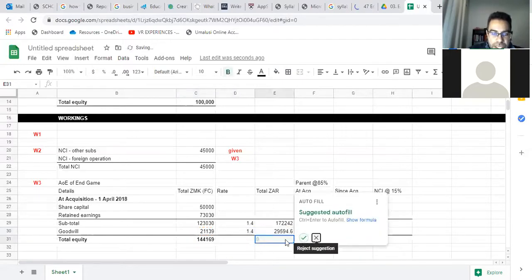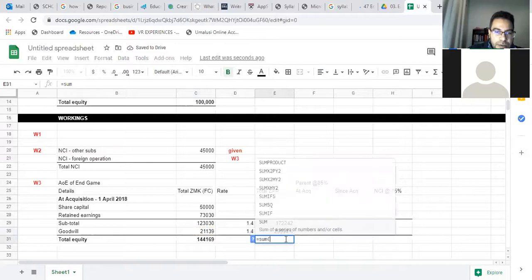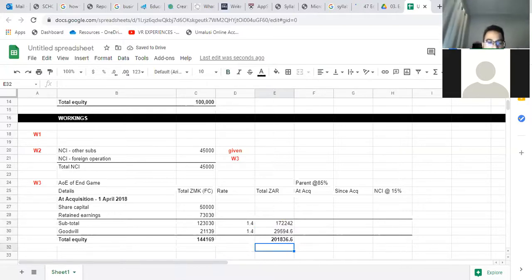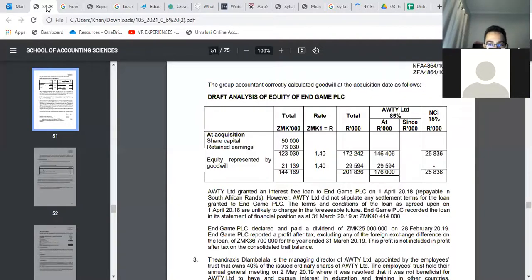And if we add this up, we're going to get that. So now we give the parents portion, and then we give NCI's portion. Okay, so what is the NCI and what is the parents portion? So let's have a look.